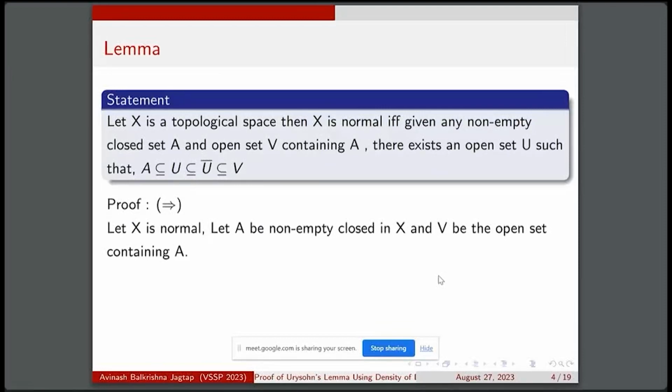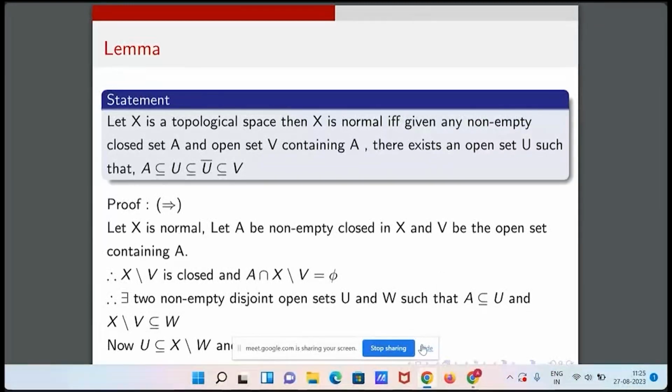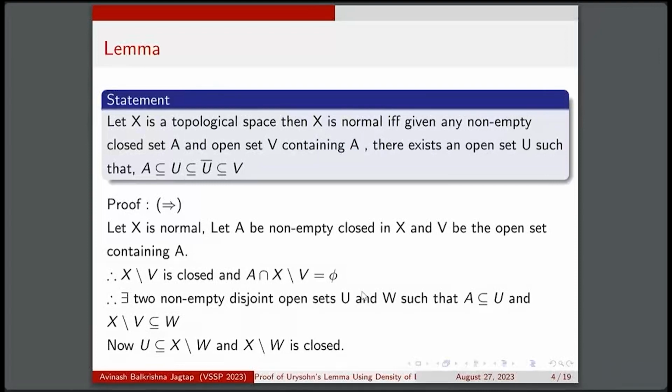Suppose X is normal, A is a non-empty closed set in X and V is an open set containing A. Since V is open, V complement is closed, and since A is contained in V, A and V complement are disjoint. Since X is normal, there exist disjoint open sets U and W such that A is contained in U and V complement is contained in W. Now U and W are disjoint, so U is contained in W complement, and since W is open, W complement is closed.